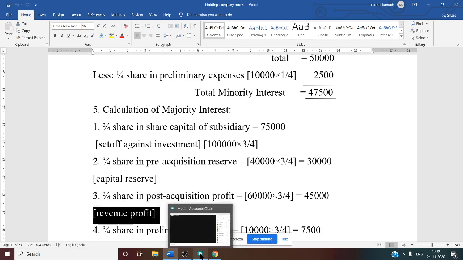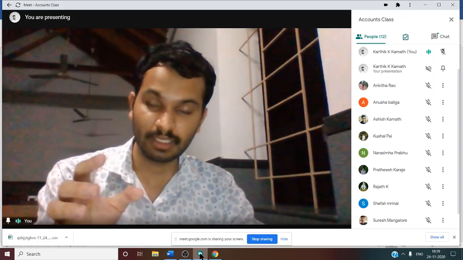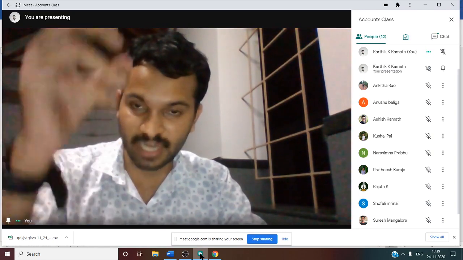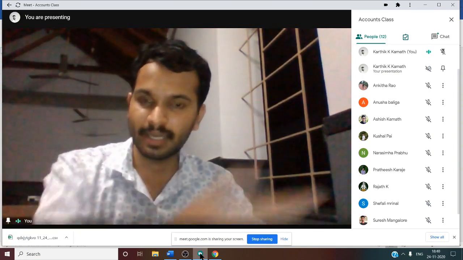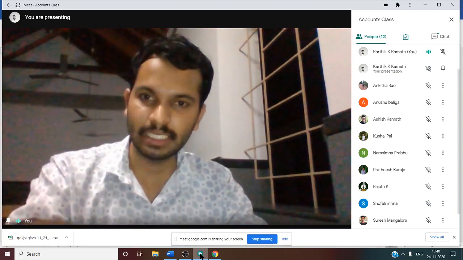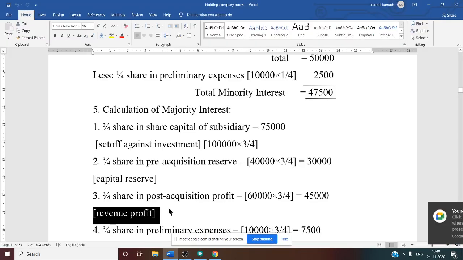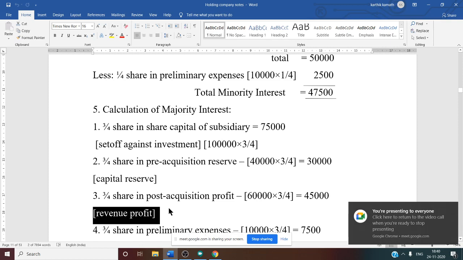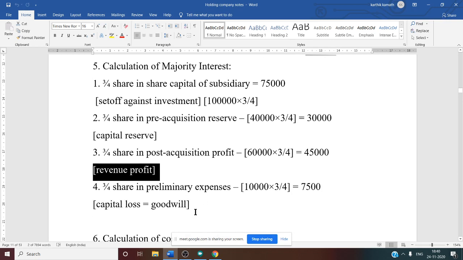After acquisition, we know there is the concept of a financial year. We know when the financial year starts and when it ends. It starts from April and ends in March, so the duration is 1 year or less. So it is short term in nature, and whenever it is short term, it becomes revenue. Post acquisition profit is revenue profit; pre acquisition reserve is capital reserve. In short, wherever there is a pre, you have to write capital; wherever there is a post, you have to write revenue.